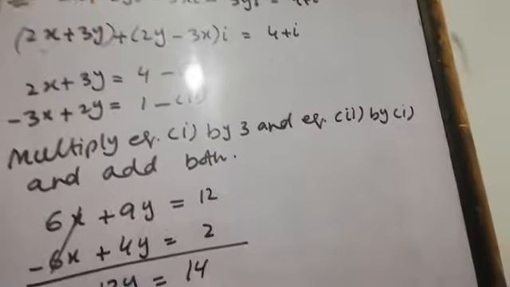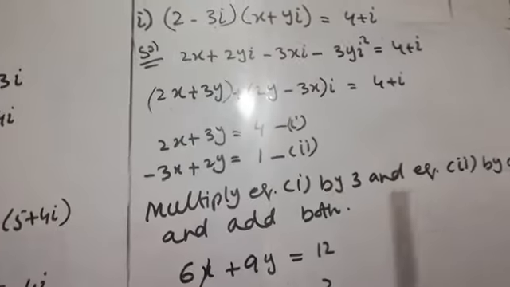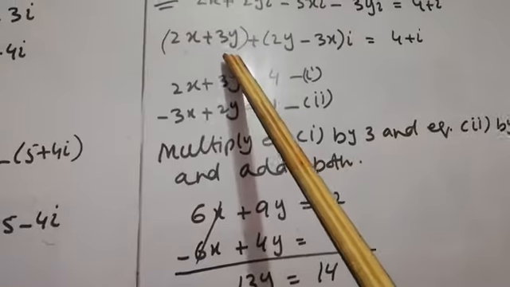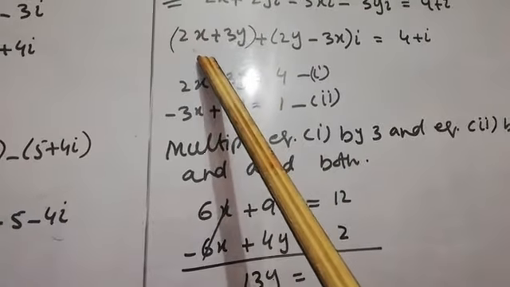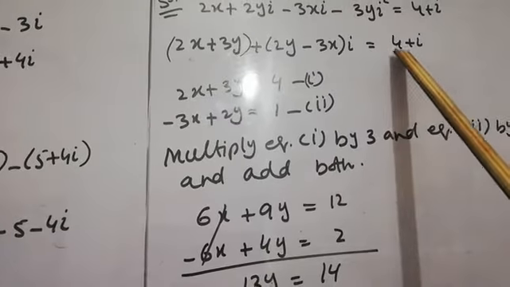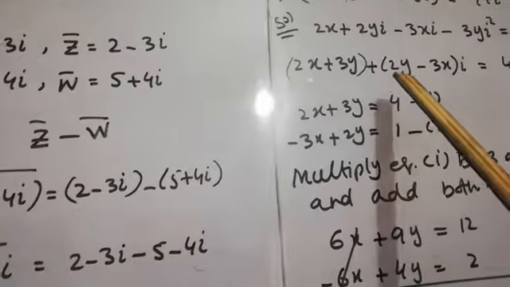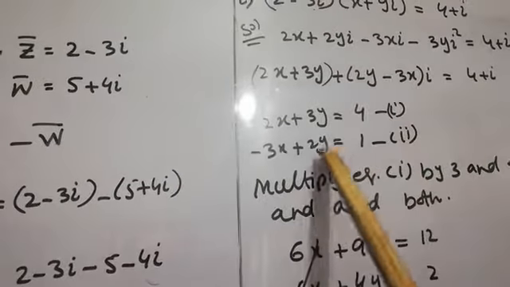This value will be written as it is. Now dear students, you can see that we have two complex numbers, and then we will compare their real and imaginary parts. In this equation, the real part is 2x plus 3y, which is equal to the real part of this one, 4. And here we have the imaginary part 2y minus 3x.